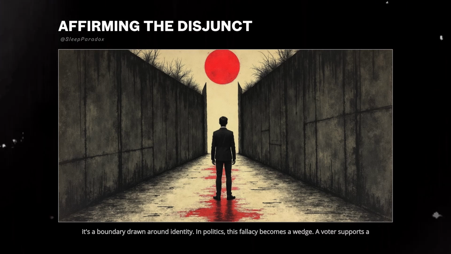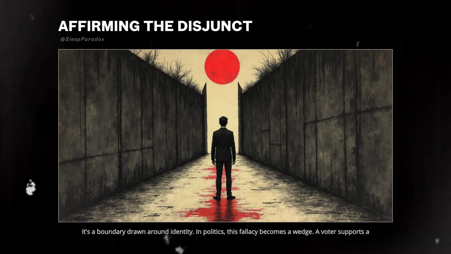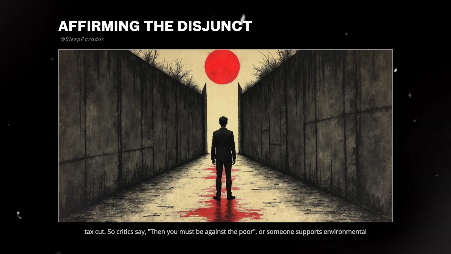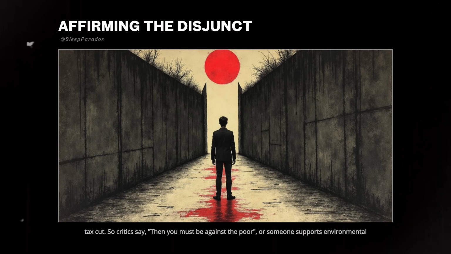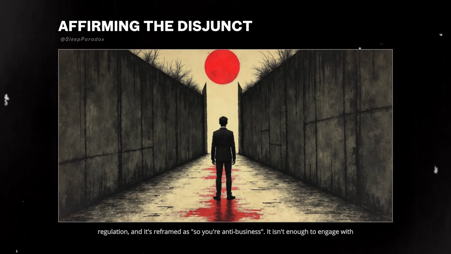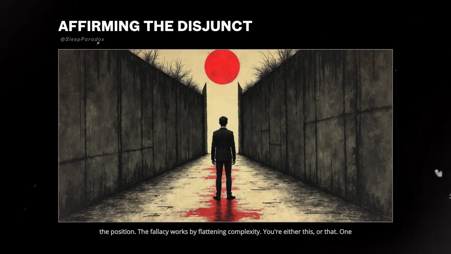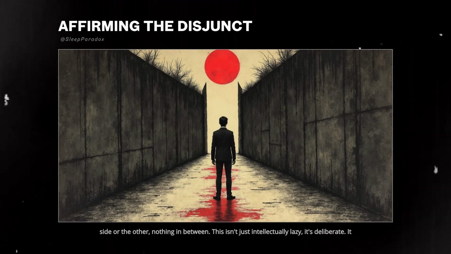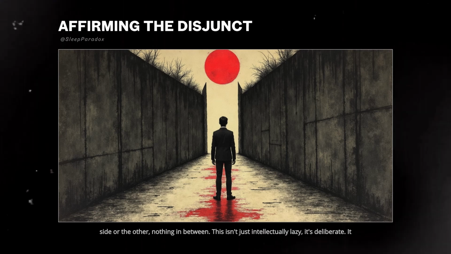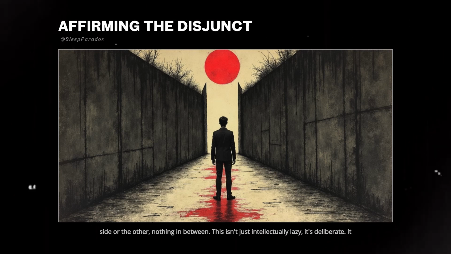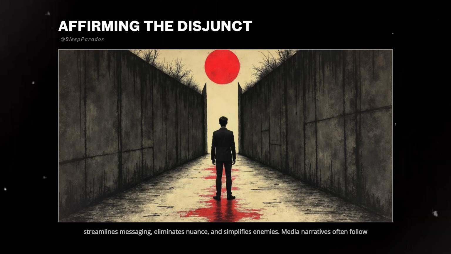In politics, this fallacy becomes a wedge. A voter supports a tax cut, so critics say, "Then you must be against the poor," or someone supports environmental regulation, and it's reframed as, "So you're anti-business." It isn't enough to engage with the position. The fallacy works by flattening complexity. You're either this or that, one side or the other, nothing in between. This isn't just intellectually lazy, it's deliberate. It streamlines messaging, eliminates nuance, and simplifies enemies.